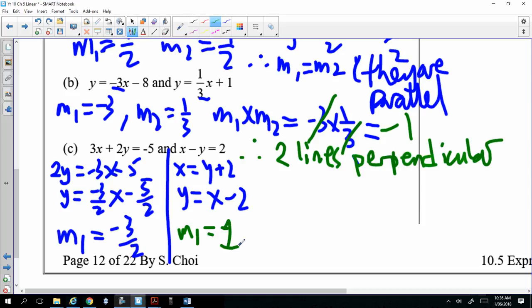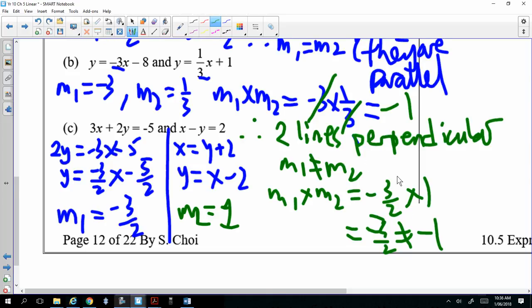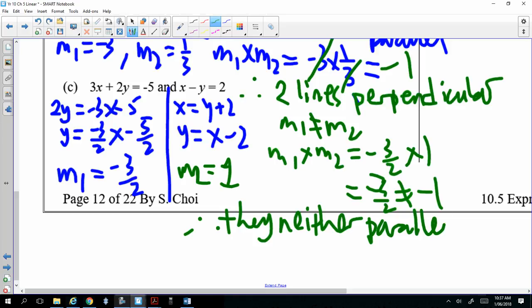Now, obviously they are not the same, m1 not equal to m2, and if you try to multiply them, it doesn't work as well. You just get -3 over 2, which is not equal to -1. So the product is not -1. They are not equal to each other. Therefore, you conclude they are neither parallel nor perpendicular.